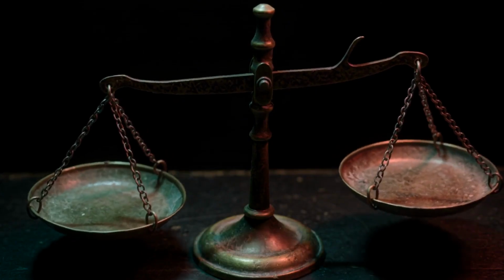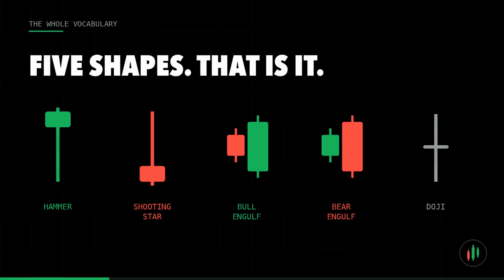So a candlestick pattern is not magic and it is not prediction. It is just a picture of who ran out of strength and when. 5 shapes cover almost everything you will ever need. Here they are. Pattern 1.